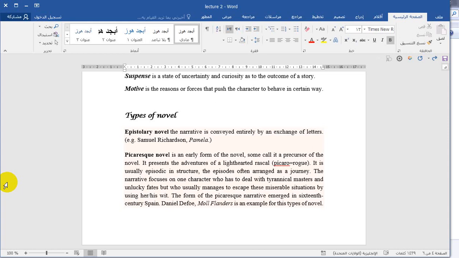And we have the form of Picaresque narrative that emerged in the 16th century from Spain, and we have this example. Students, I want you to memorize the examples. Daniel Defoe's Moll Flanders is an example of a Picaresque novel.